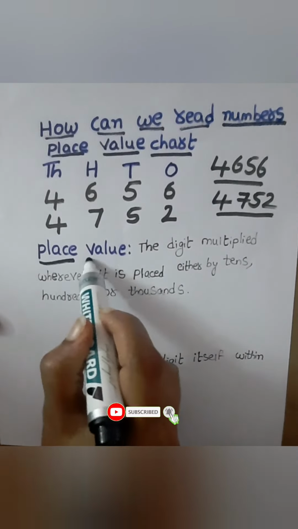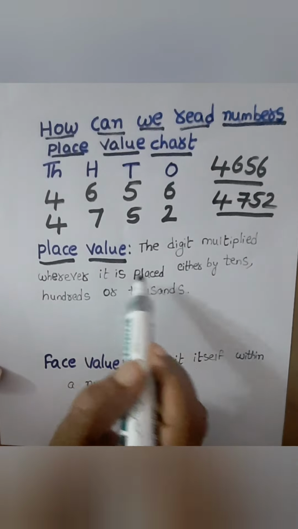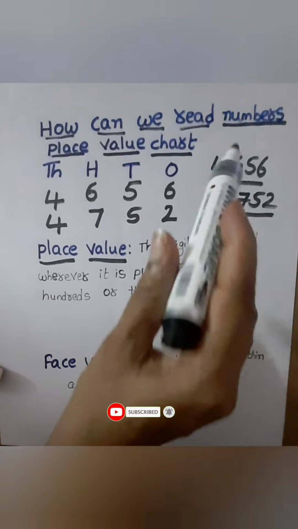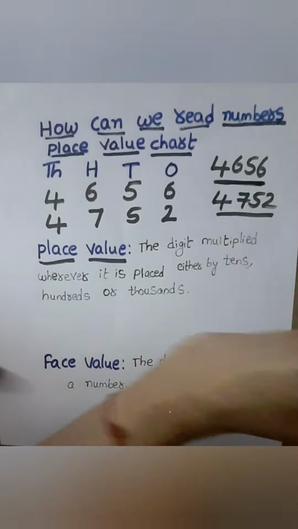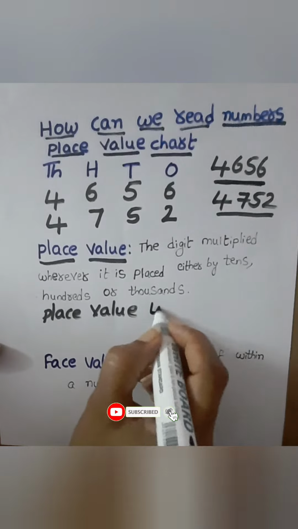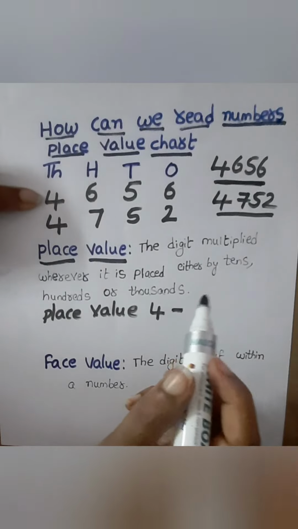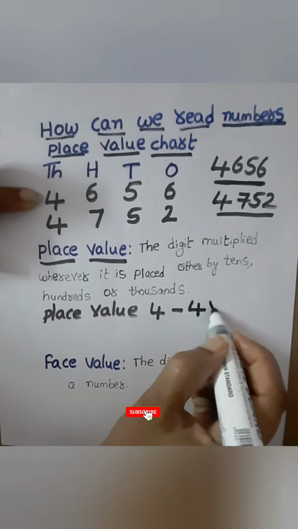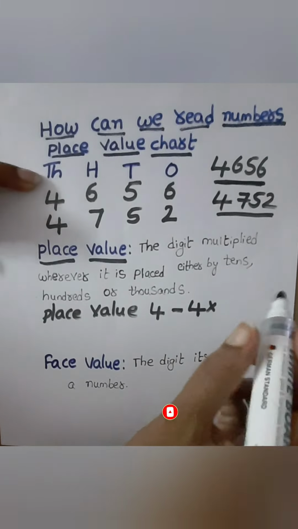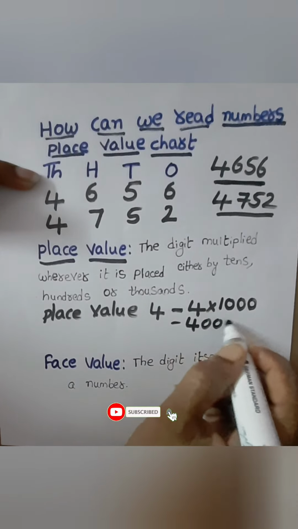And then place value. What is the place value? The digit multiplied by wherever it is placed, either by tens, hundreds or thousands. That means if you take 4656, here the place value of 4 is the digit multiplied wherever it is placed. That is 1000, so the place value of 4 is 4000.